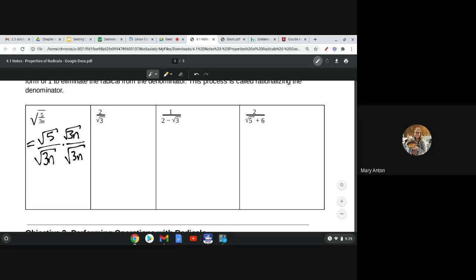So square root of 5 times the square root of 3n. Using that multiplication property backwards, do you agree that this numerator just becomes the square root of 5 times 3 times n? Which is really just the square root of 15n.